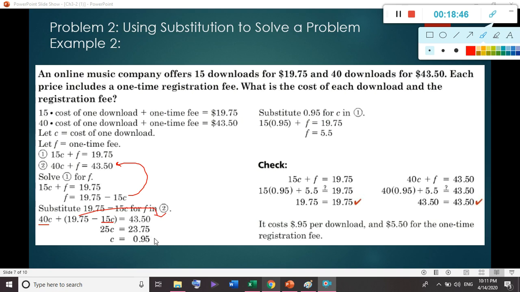Now we're going to divide everything by 25. So we got C equals 0.95. Then we're going to substitute into the equation that we had here.